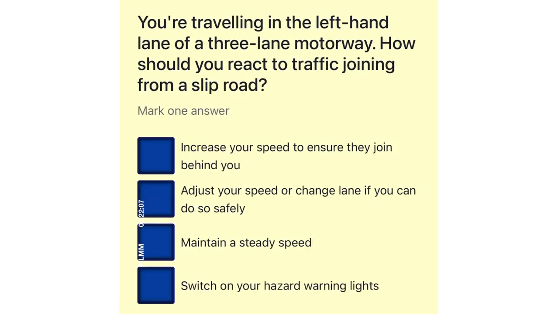You're traveling in the left-hand lane of a 3-lane motorway. How should you react to traffic joining from a slip road? Increase your speed to ensure they join behind you. Adjust your speed or change lane if you can do so safely. Maintain a steady speed. Switch on your hazard warning lights.